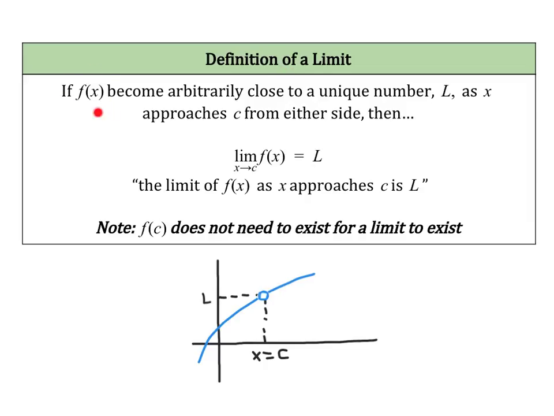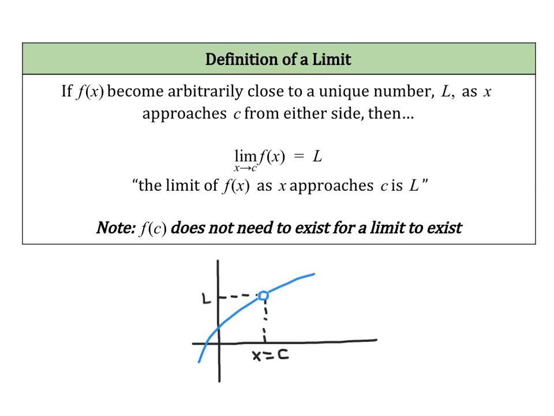So if your function f of x becomes arbitrarily close, essentially meaning it's just becoming very, very close, there's no specific degree of closeness, so to speak, but arbitrarily close to a unique number L, as x approaches c from either side, then it has what's called a limit. And this is how we write mathematically the symbol for a limit, and we read it as the limit of f of x as x approaches c is L.